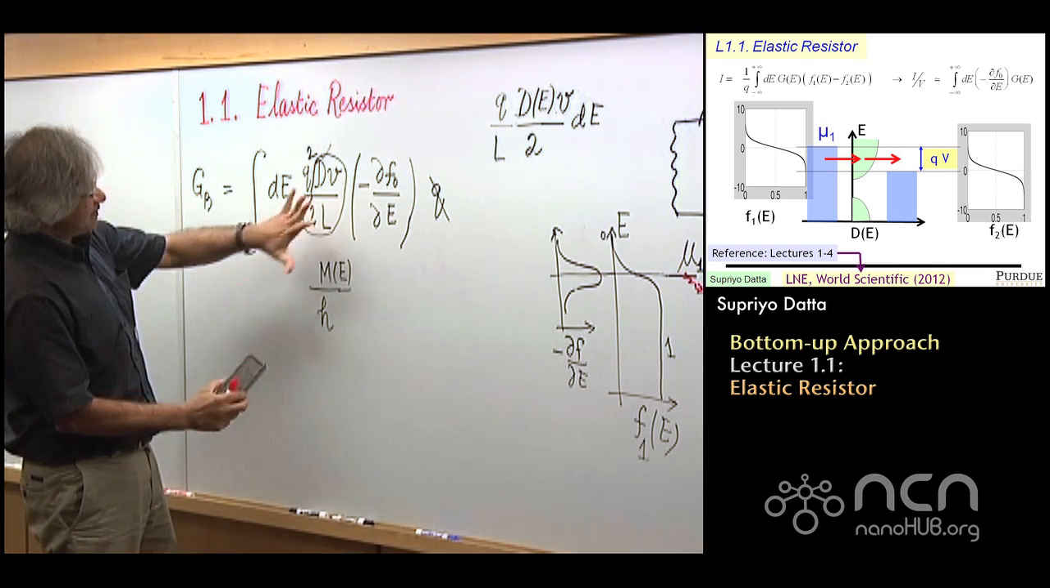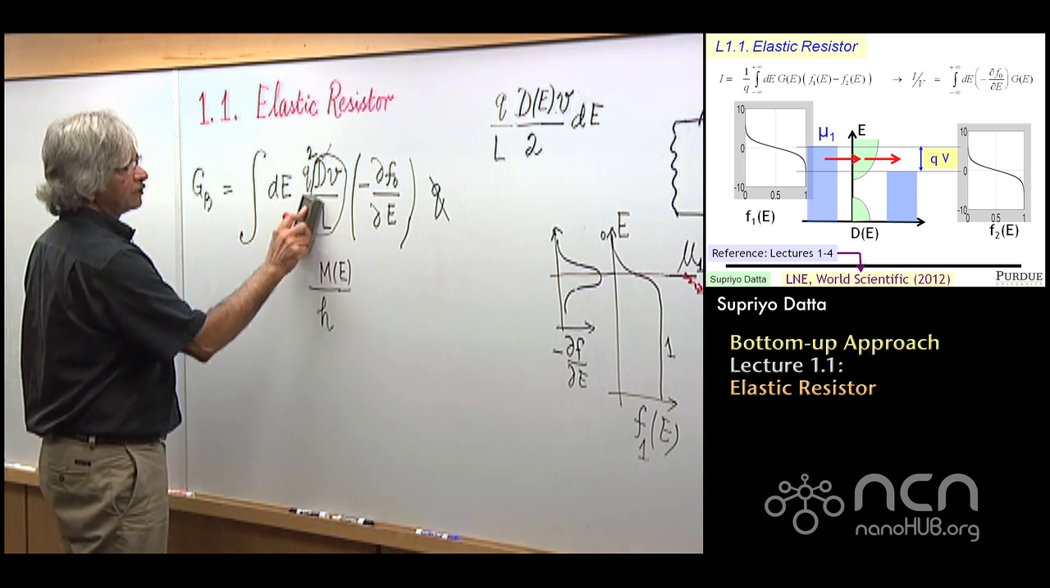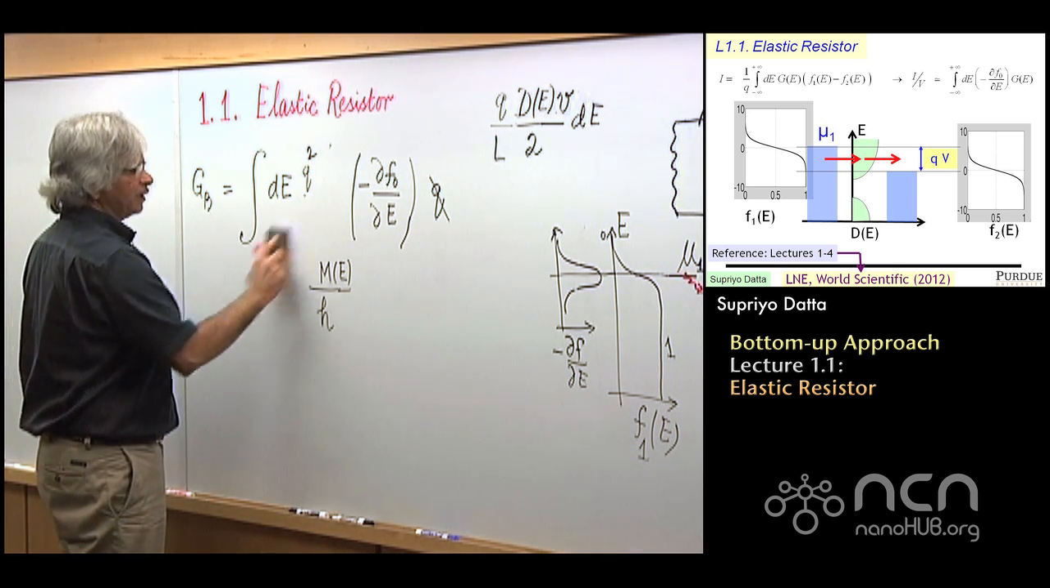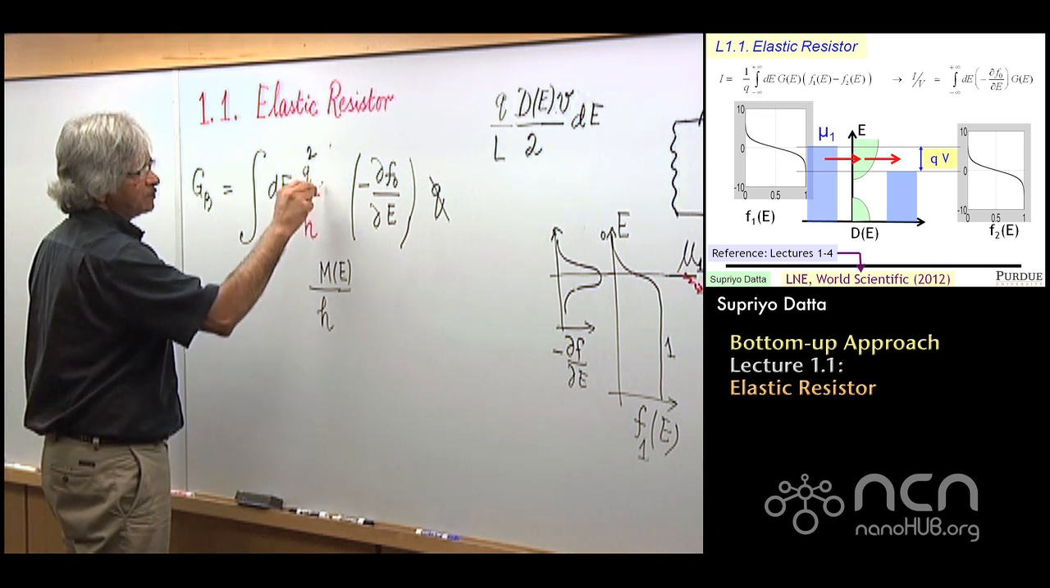So if you accept this, then you can see that the ballistic conductance can be written as, I could take off the dV over 2L from here and write it as Q squared over h times M.